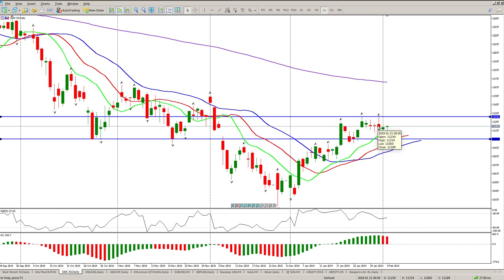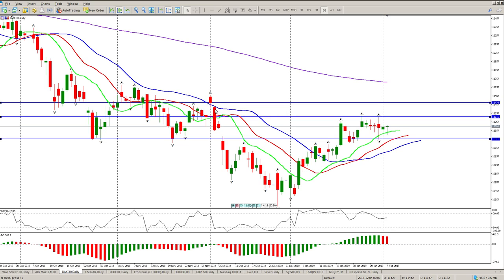If I look to the left, you can see there's a lot happening inside this zone, and we are slap bang in the middle of it again. So there's no real direction for me on the daily, except for the fact that the trend is currently to the upside. We do have this gap here to the upside.